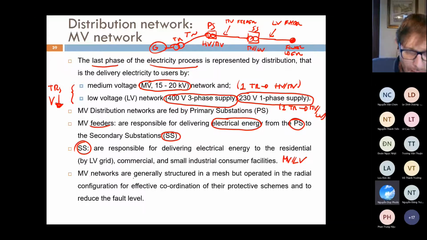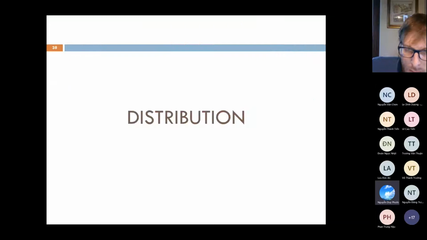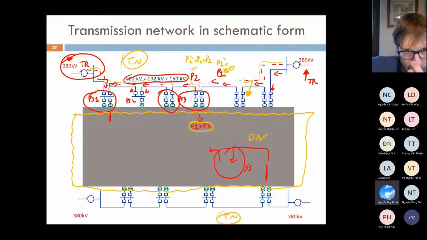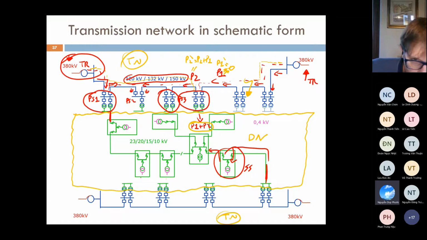The medium voltage networks are generally structured in a mesh fashion. Both transmission and distribution networks are meshed, but the important thing is that they are operated in a radial configuration. What does radial mean? Radial means that the power can flow just in one direction. Let's go back to this scheme here. Let's consider a final user here or a final user here. Those users can receive power just from this path, right?